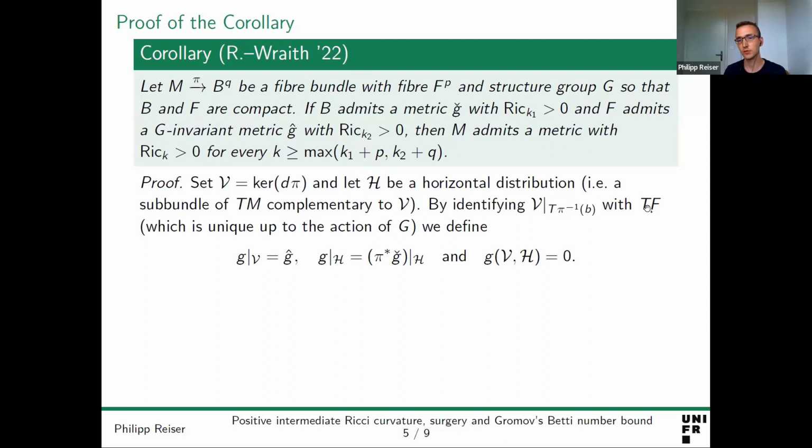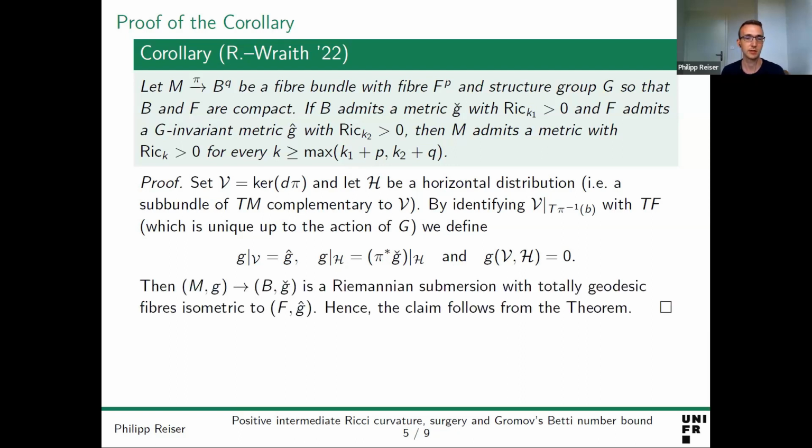So this is unique up to the action of the structure group. But since the metric on the fiber is invariant under the action of the structure group, we can just set the metric on the vertical part as G hat. And on the horizontal part, we can then define it as the pullback of the base metric. And again, we require that the vertical and horizontal parts are orthogonal to each other. In this way, we obtain a submersion metric with totally geodesic fibers on M. And then we simply use the theorem, which tells us that for t sufficiently small, the canonical variation of this metric has positive Ricci k for this lower bound for k.